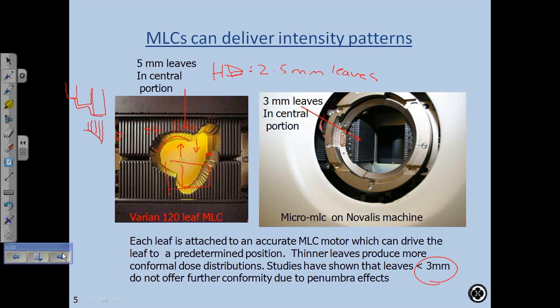Now, there are many people who are using 5 millimeter leaves for SRS, and it works fine for certain lesions. As the lesion gets smaller, that's where the 3 millimeter leaf is an advantage, and smaller meaning around 2 cm. Once the lesion starts to get below 2 cm, then you start to see improvements with smaller MLCs. But you could do a lot of SRS with 5 millimeter leaves.